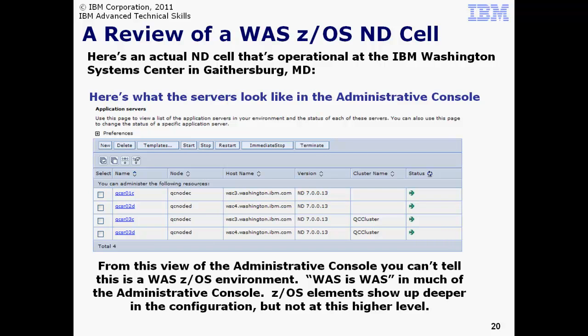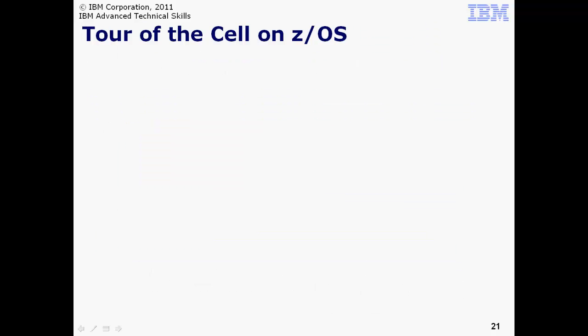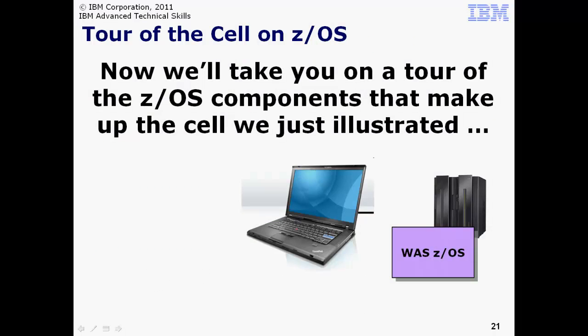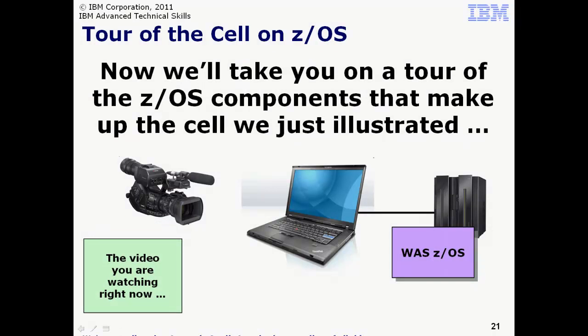You don't see the differences until you go deeper into the configuration and get closer to the operating system. That's where you'll see things like JCL start procedure names and the split JVM model. But in general, WAS is WAS, and that holds for the administrative console as well. Let's begin our video tour of the actual WAS z/OS cell we just reviewed.